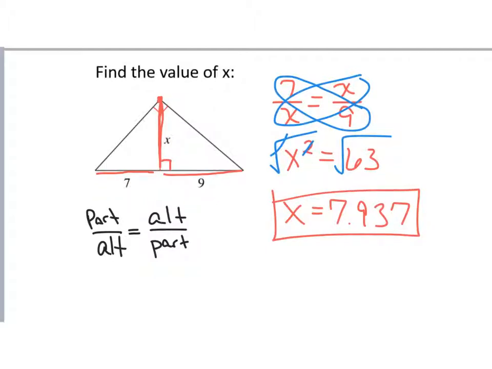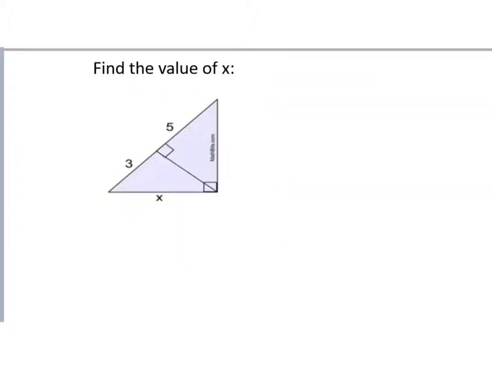Okay, so that's an example of one way we use geometric mean in the first unit for this 6 weeks. The second way we use geometric mean is on the next example. So here's the next one, and again, you have to have the altitude of your right triangle drawn in. Your altitude has to leave from the right angle, and it has to hit the hypotenuse at a 90. Otherwise this is not going to work.